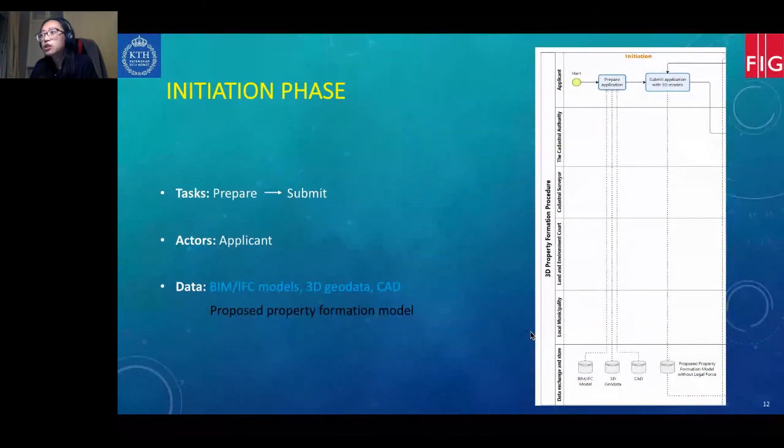And the application is, after being received by the cadastral authority, moved to the preparation phase. So the input data could be the IFC or BIM models, 3D geodata, or CAD drawings, and the output data in this phase should be the proposed property formation model, but without any legal force.